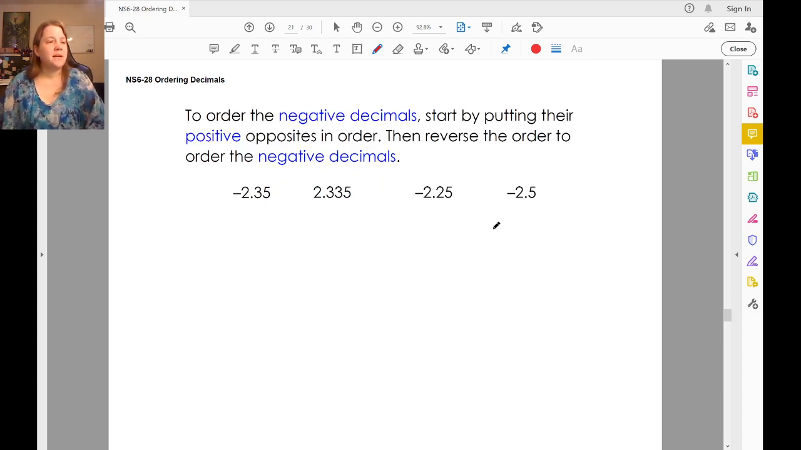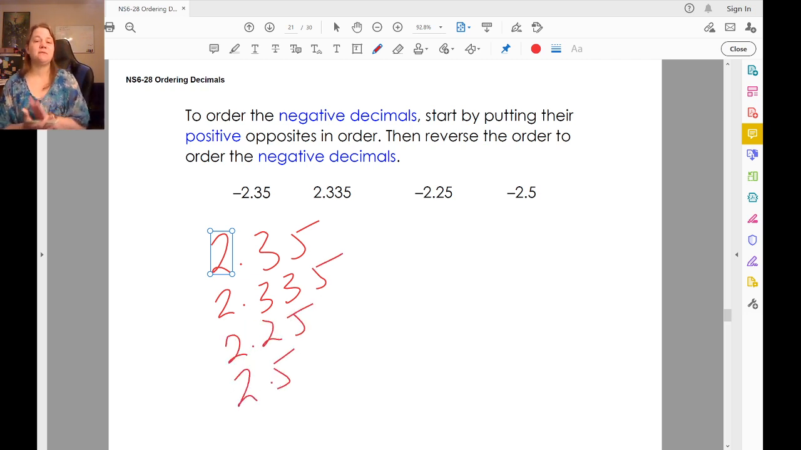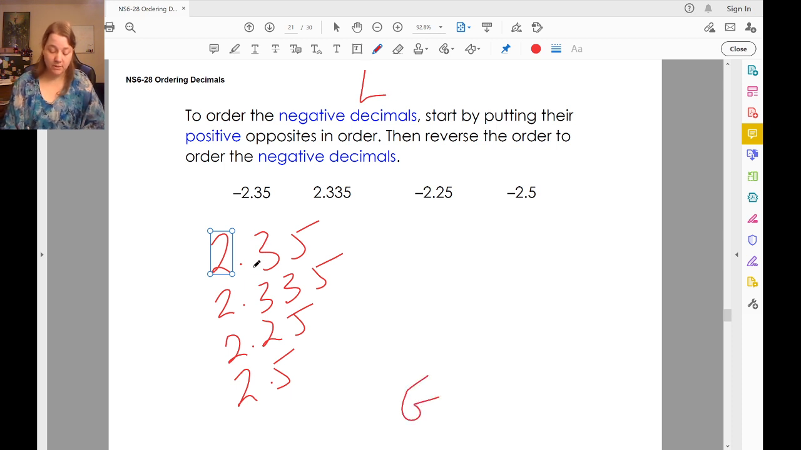So to order the negative decimals, start by putting their positive numbers in order, then reverse the order to find the negatives. So let's take these: 2.35, 2.335, 2.25, 2.5. Let's take the positive versions and put them in order from least to greatest. Which one's the biggest here? 2.5.